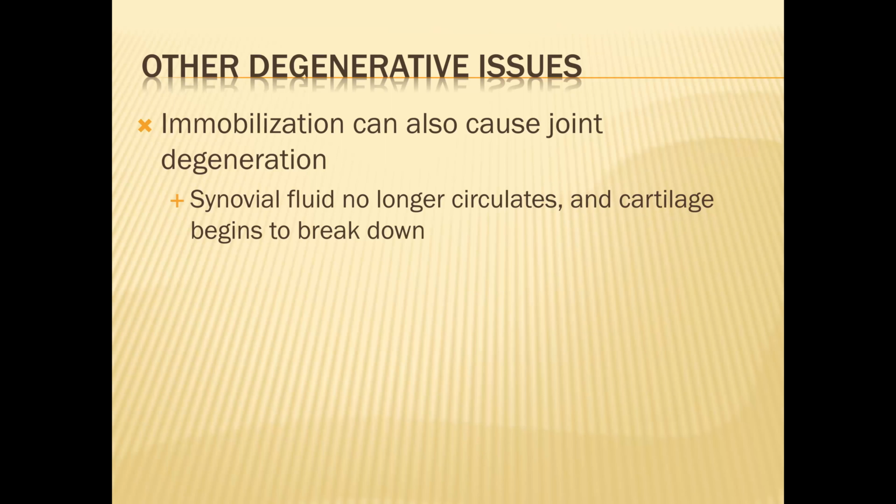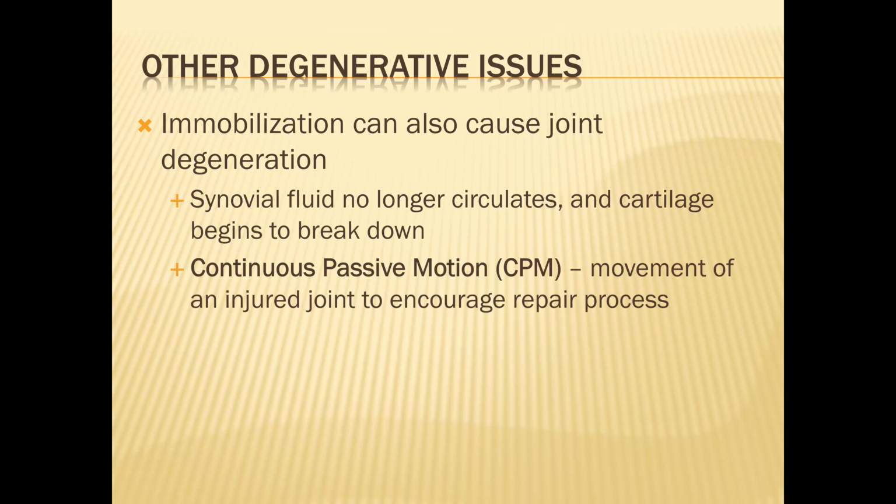So we don't want people to have complete immobility at their joints, even after a joint injury. And so there's a term called continuous passive motion, or CPM, that refers to the movement of an injured joint to encourage the repair process. And this is usually done by physical therapists. And there's also various types of machines that can help with this as well.